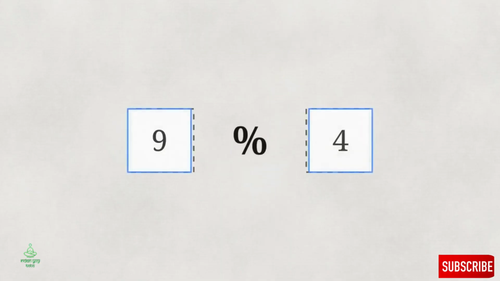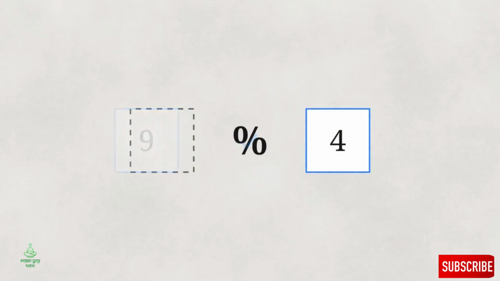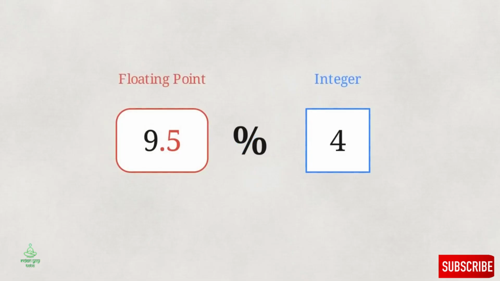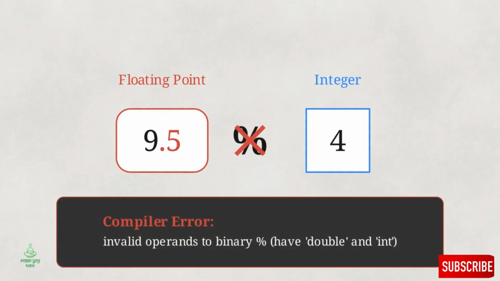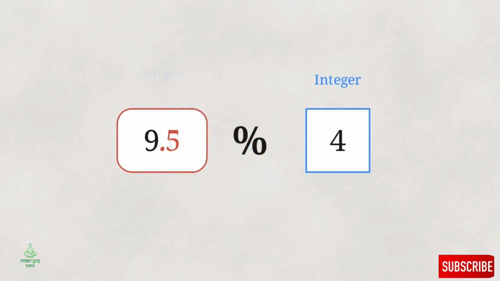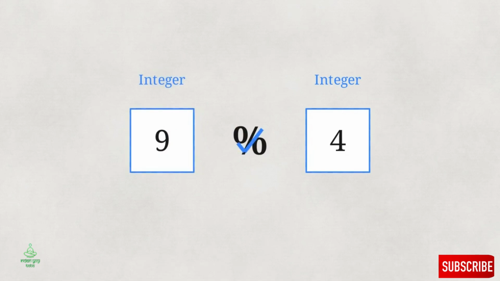Modulus is designed for whole number math. If you try to apply it to non-integer numbers, like 9.5 modulus 4, the compiler will report an error. C requires you to match the operator precisely to the data type you are using.